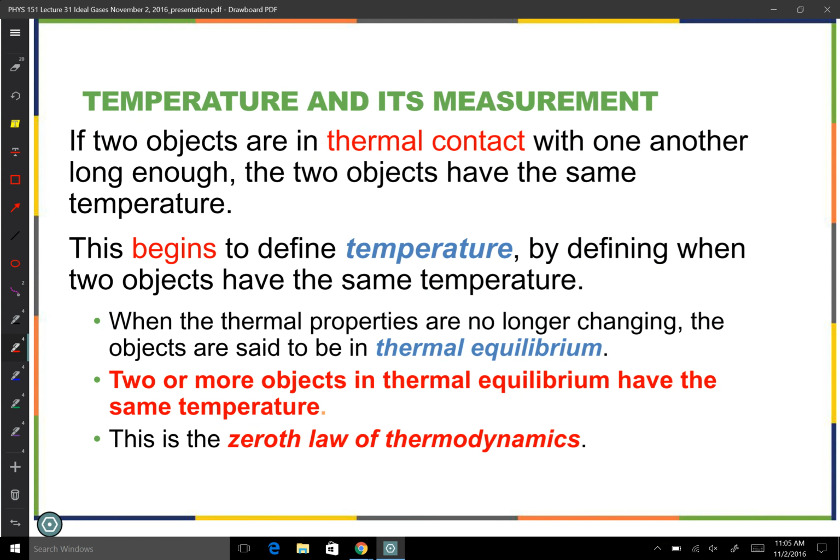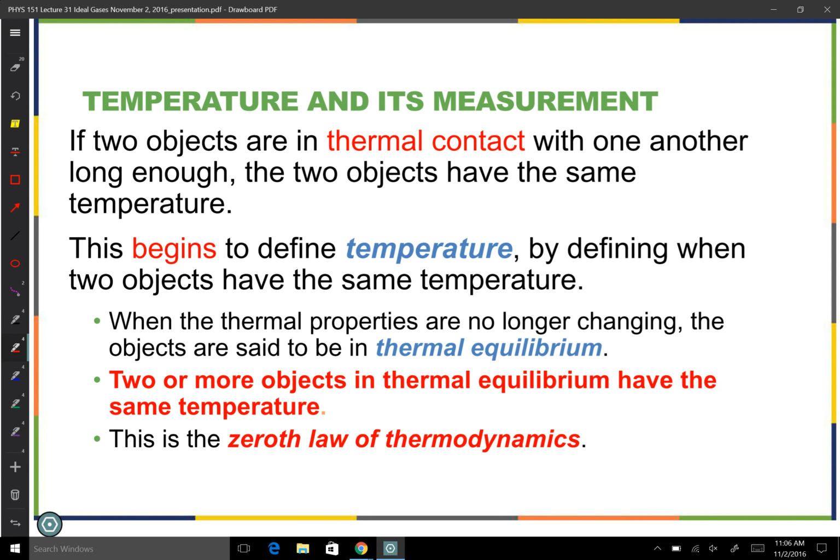So lots of words here to learn, but they're very simple ideas. Thermal contact. Thermal contact means that I have the ability for heat to pass between two things. So for instance, if I touch this hot plate, I will indeed make thermal contact with it. Heat will flow into my finger and it will burn.